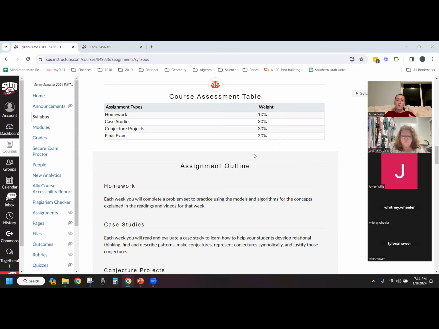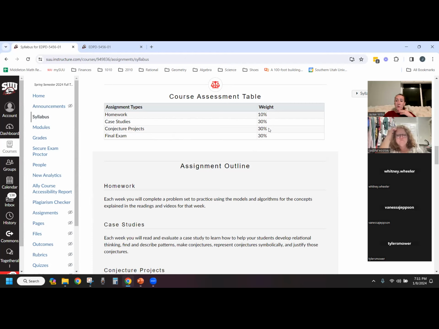We have 7 weeks of class, and you'll have a homework assignment, a case study assignment, and a conjecture project every week for the first 6 weeks. And then in the last week, that will be when we have our final exam.